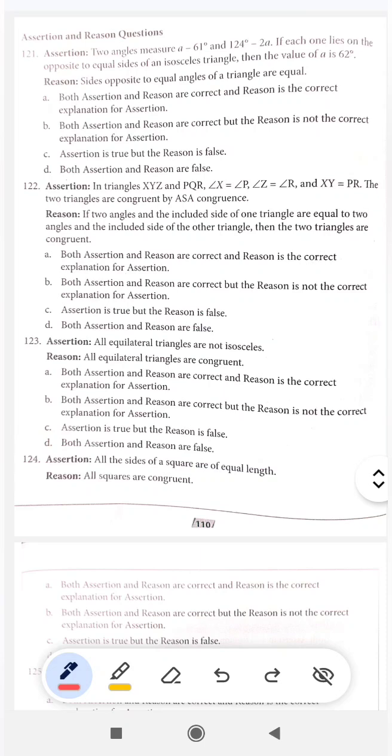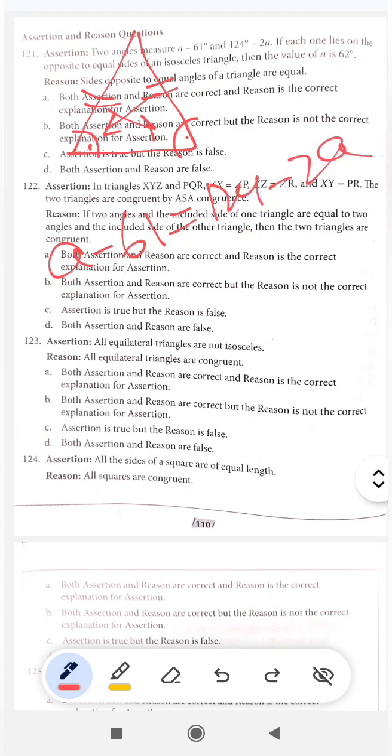If each one lies opposite to the equal sides of an isosceles triangle, then the value of a is 62 degrees. So it is said that if this one is the triangle and these two angles are opposite to the equal sides, it means these two angles are equal. It means we can write a minus 61 is equal to 124 minus 2a. So minus 2a will come to this side. Linear equation, I have already told you how to do this. a plus 2a is equal to 124 plus 61.